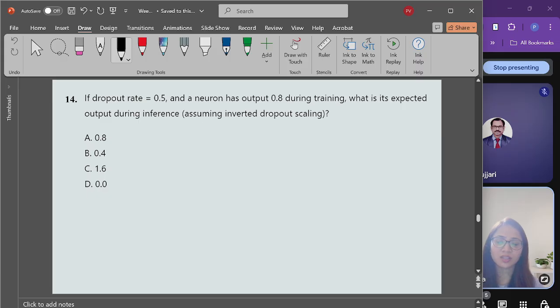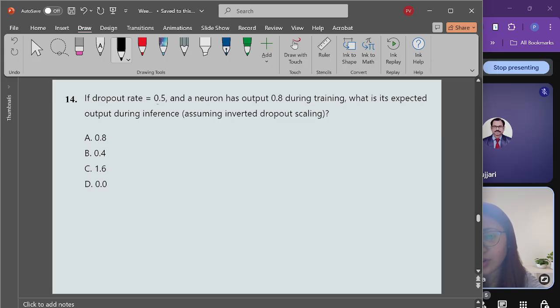Mostly in this section on deep neural networks, in the last week, there are tricky and reasoning-based questions. There are no long calculations and such. So you just need to focus on the question and go through the basic concepts, whatever you have studied in this week. Okay, so let's solve this question.